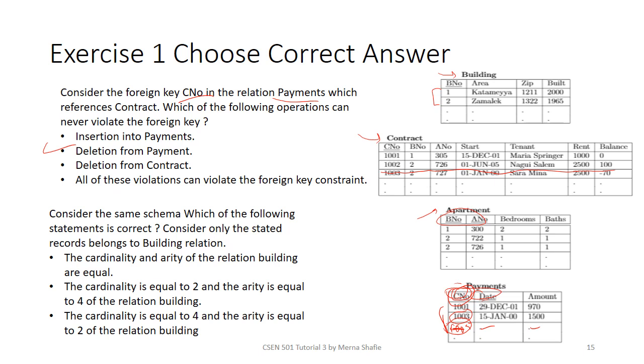What is the cardinality? I have stated them in the beginning of this tutorial. The cardinality is the number of rows. What is the cardinality in this case? It's 2. Now, what is the arity? It's the number of columns, the number of attributes. I have here an arity of 4. So I have an arity of 4 and a cardinality of 2. So it's the second option. The cardinality is equal to 2 and the arity is equal to 4 in this case.